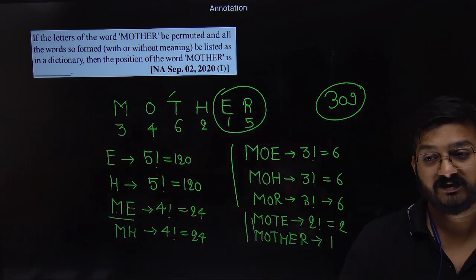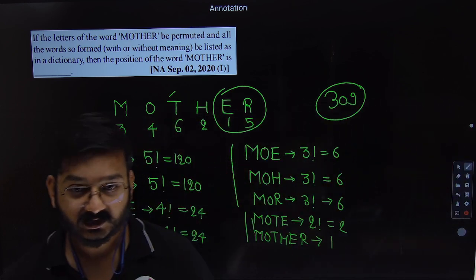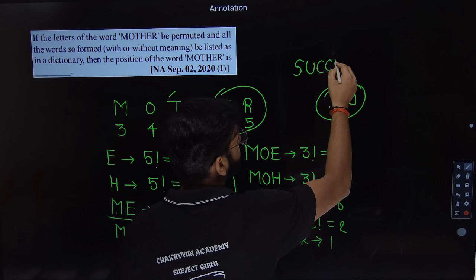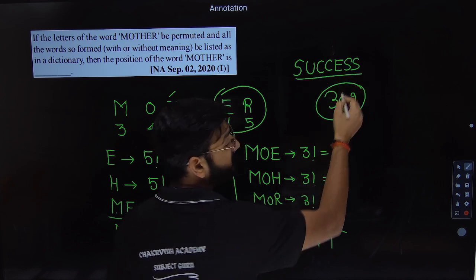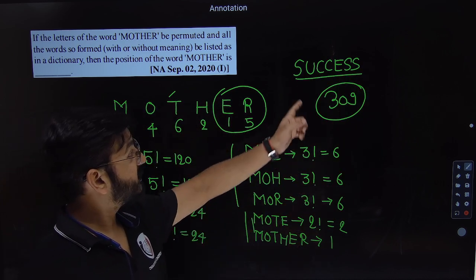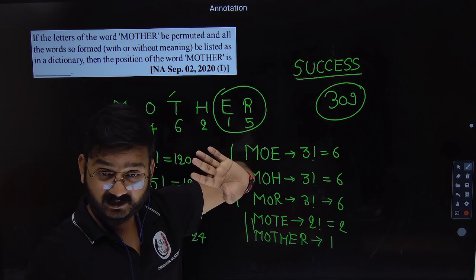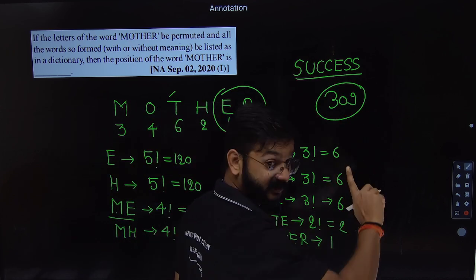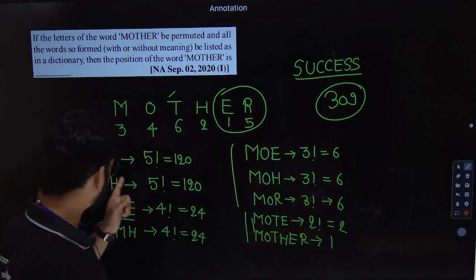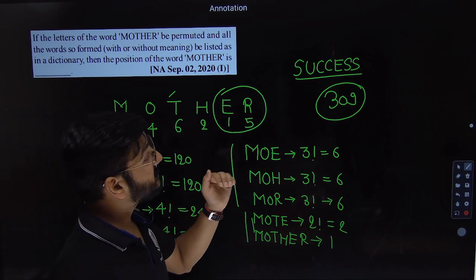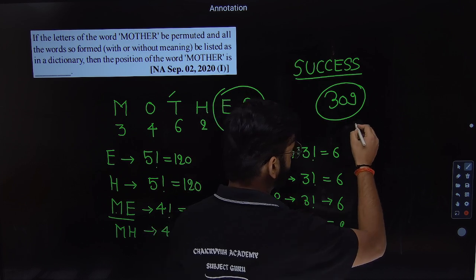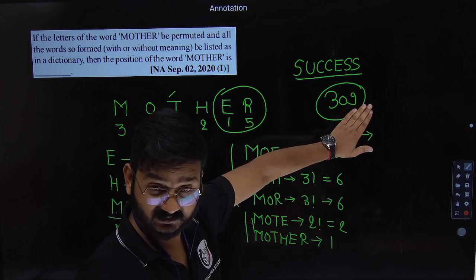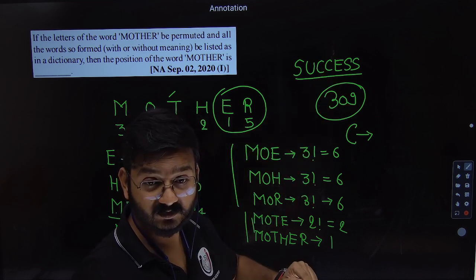If there are two same letters, we'll divide by that factorial. Suppose you take this word success. What is the spelling of success? Is it correct? Okay. So in this, you can see that S and C are repeating. So suppose you want to find out the word starting with C. Let's assume that. Like here, word starting with H or E. Word starting with C. So if I'm finding word starting with C, C is fixed. How many C's are left? One.